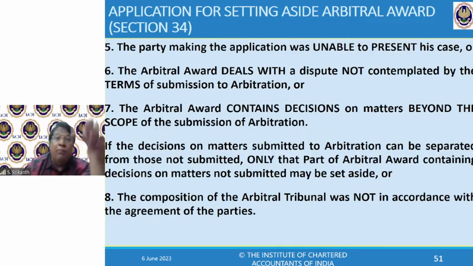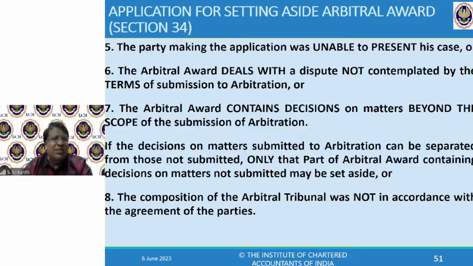Don't bother. You have gone beyond the terms of submission. Don't do that. The arbitral award contains decisions on matters beyond the scope of the submission. Terms, scope. Are you able to understand? Scope means what you are expected to do and what you are not expected to do. The limits. Going beyond that is going beyond the scope of the submission of arbitration. For example, we told you to decide only on what will be the issue under this law, and you tell us what is there under this point. Hey, nobody asked you. Only this.